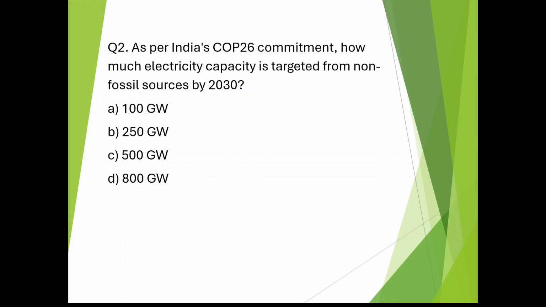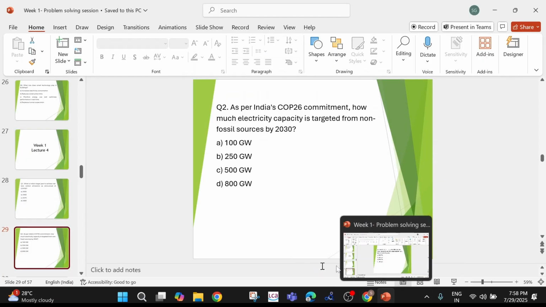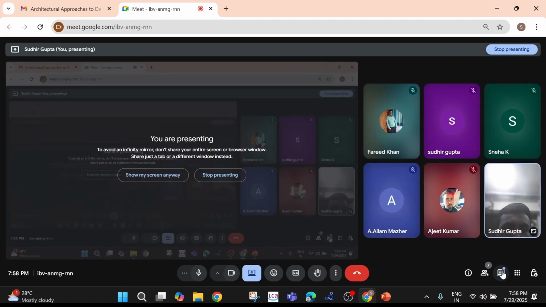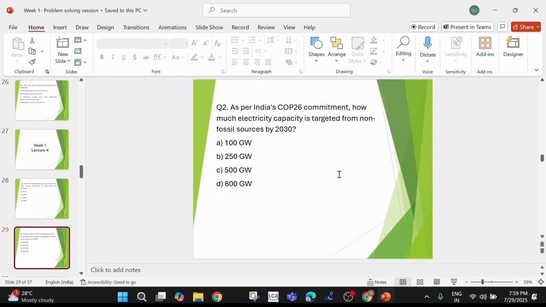Let me see how many of you have answered it till now. So most of you have opted for option B. Only Farid has opted for option C. So option C is the correct answer for this question.